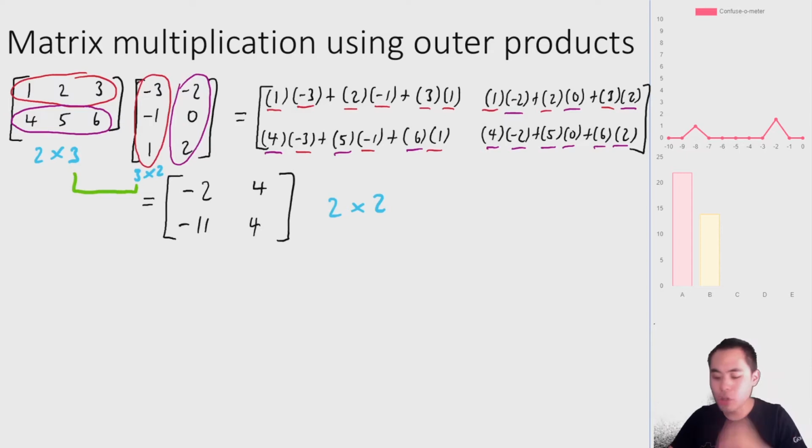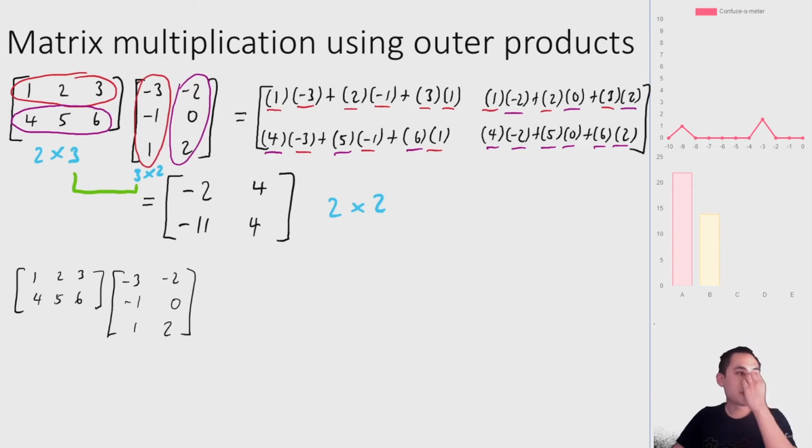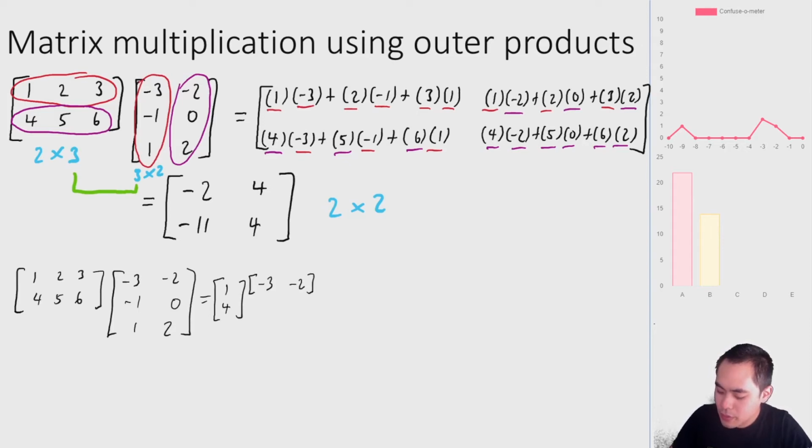Okay, so let's go back to this example. So we did this using inner products, right? What happens if we try doing this using outer products? So let's see, 1, 2, 3, 4, 5, 6. And that's minus 3, minus 2, minus 1, 0, 1, 2. So let's try to do this using outer products. The way that works is you take each of the columns times each of the rows. In fact, when you're doing an outer product, you only need to take the appropriate column times the appropriate row.